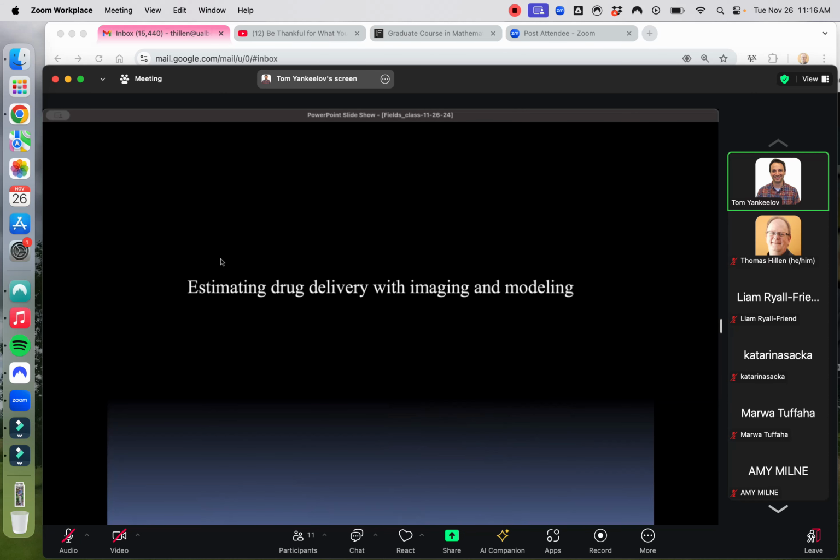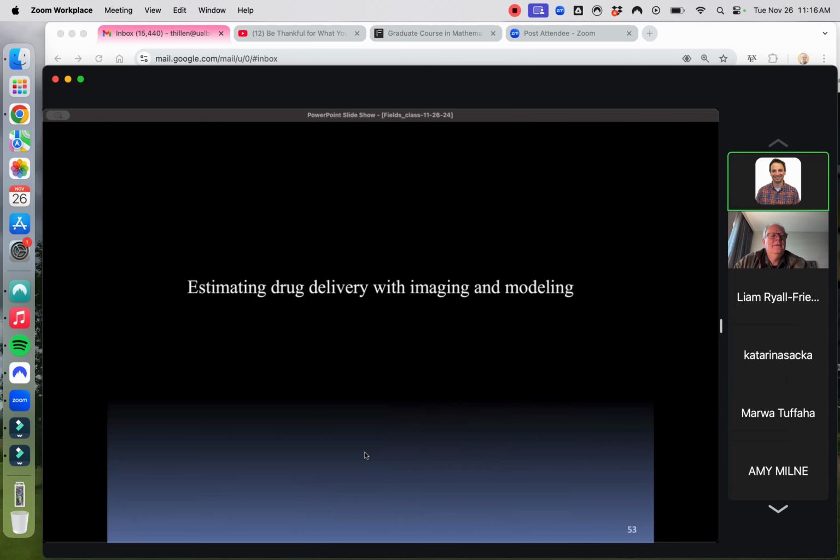Nice. All right, so we're going to pick up here tomorrow, estimating drug delivery with imaging and modeling, and then from there, we will go into digital twins, and hopefully it's of interest. And so we'll stop here for the material for today, but are there any questions or comments?